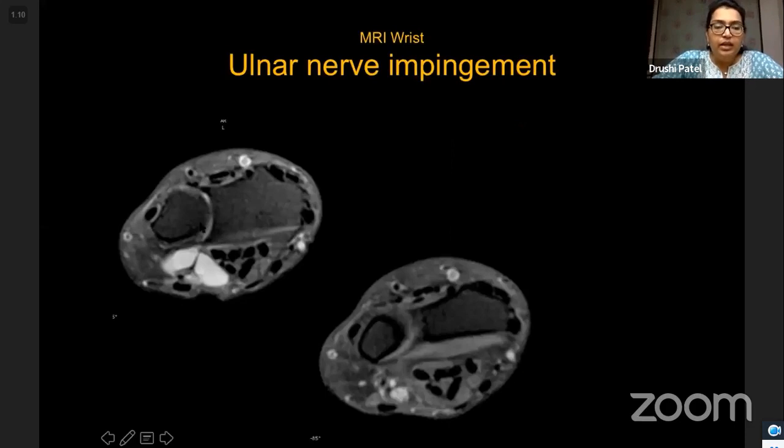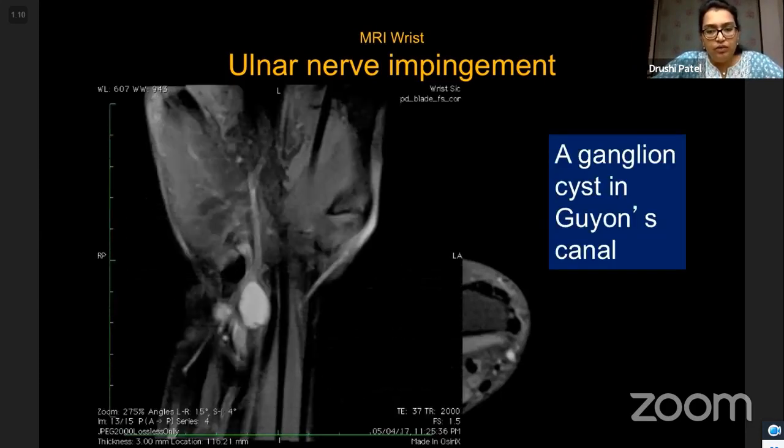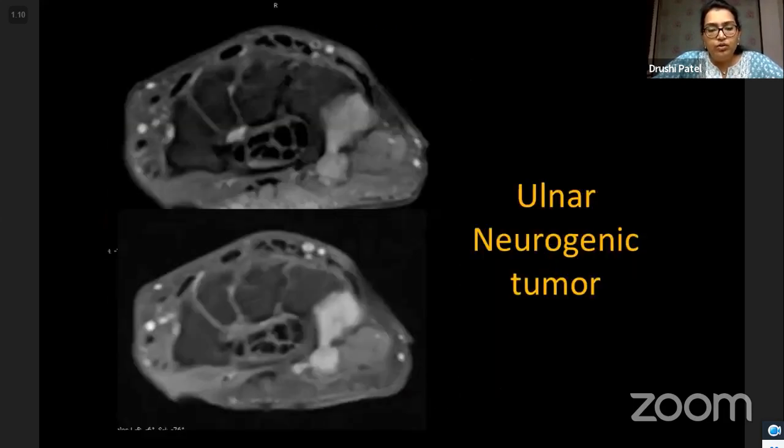Coming to Guyon's canal, in Guyon's canal, you have to identify space-occupying lesions that may be impinging on the nerve and causing ulnar nerve complaints, like a ganglion cyst in this case, in the Guyon's canal, or an ulnar neurogenic tumor, as in this case.